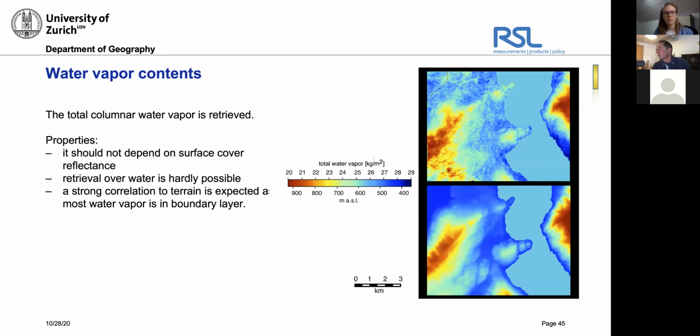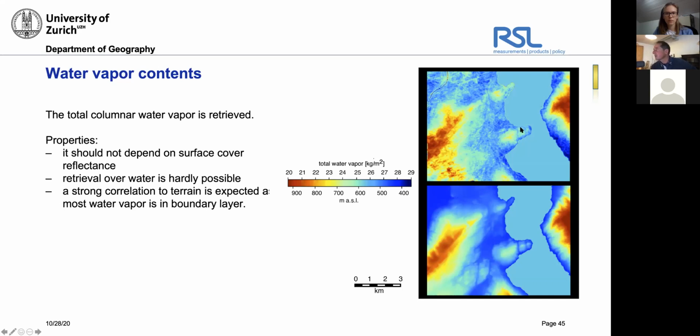Here is an early result of that. What you see as water vapor amount is typically related to the terrain model. At the bottom, you've got the terrain model, so the height of the ground, and on top you should see the water vapor. And if you see this relation, you're already quite close to reality.